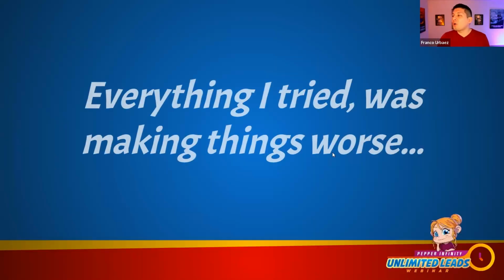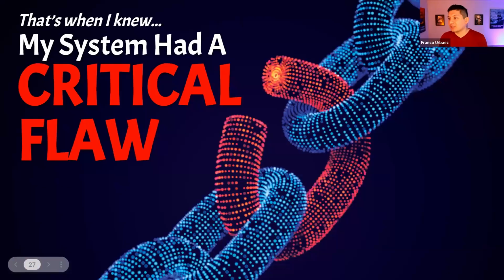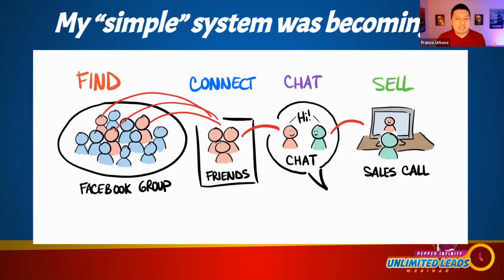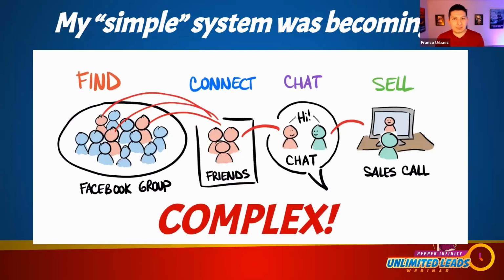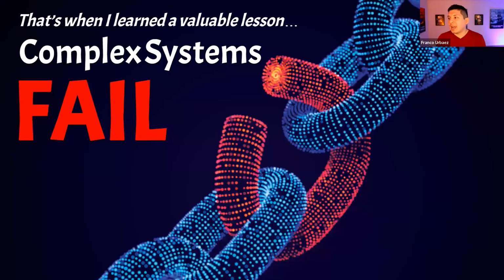And it got so crazy. I realized that everything I was trying to do was making things worse. And that's when I knew my system had a critical flaw. Okay, what was that flaw? The simple system that I had developed was becoming complex. It was becoming extremely complex to manage. And I realized that complex systems fail.